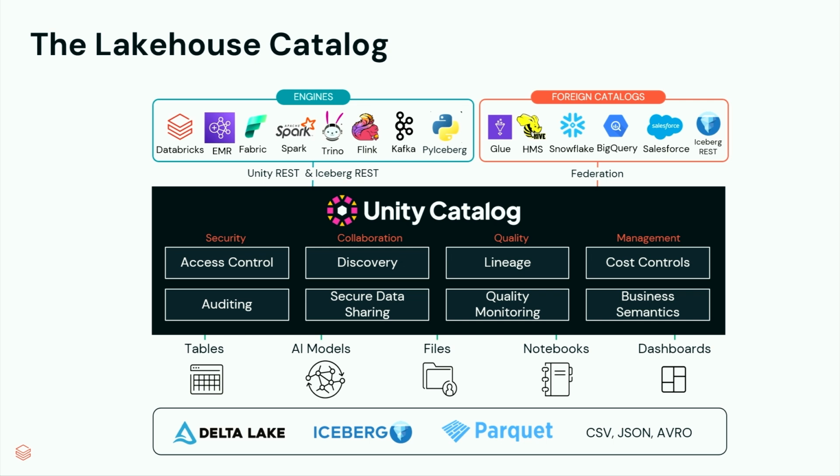Moving a layer up, we go a lot further than just the tables within Unity Catalog. It's a unified governance solution for everything in a lakehouse. So you have AI models, files, notebooks, dashboards. All of that can be governed by Unity Catalog. In terms of features, we don't just stop at the traditional access controls and auditing. Unity Catalog provides a lot of other advanced features that you can bring to these various tables: lineage, cost controls, quality monitoring. And this is all accessible to any engine that you want to use in the lakehouse through the Unity REST or Iceberg REST APIs, as well as with any external catalog through federation.